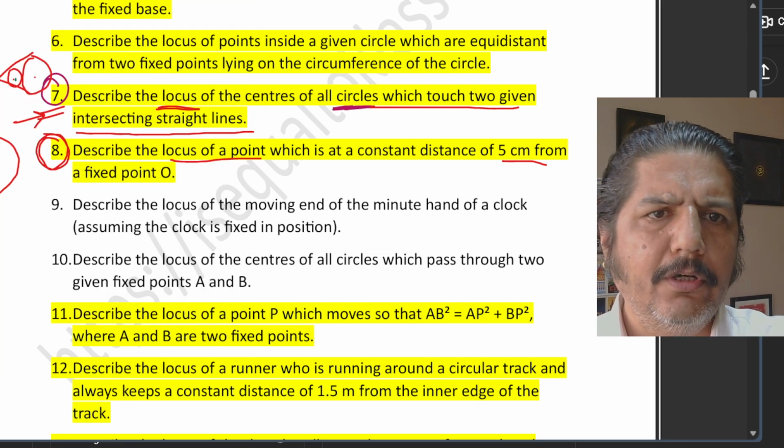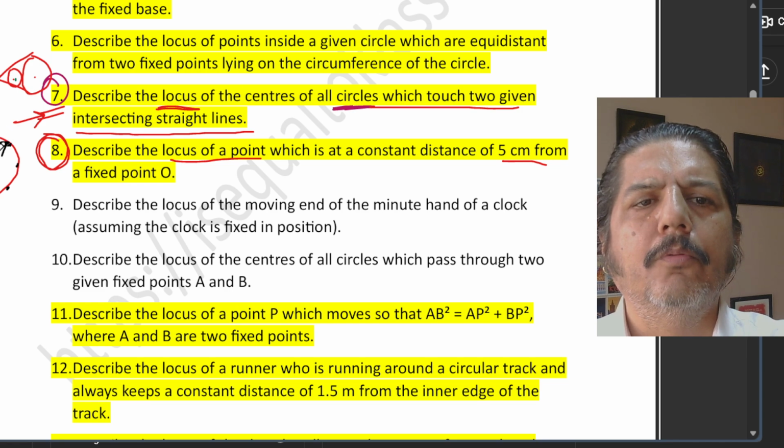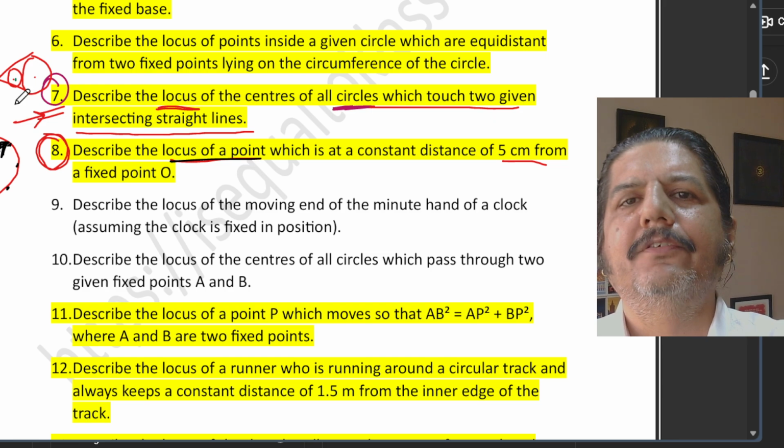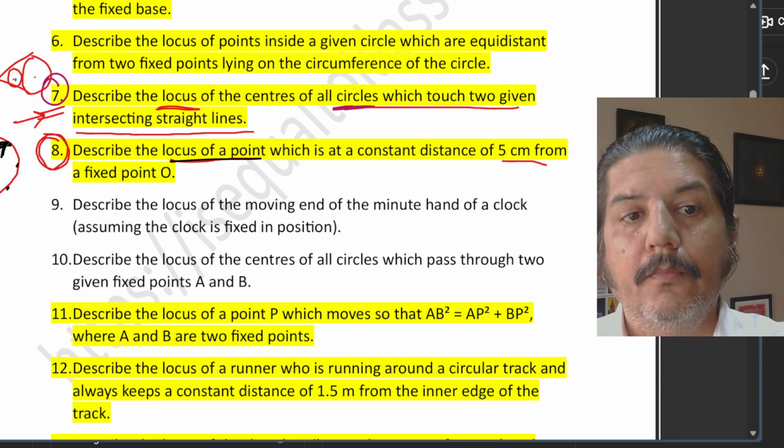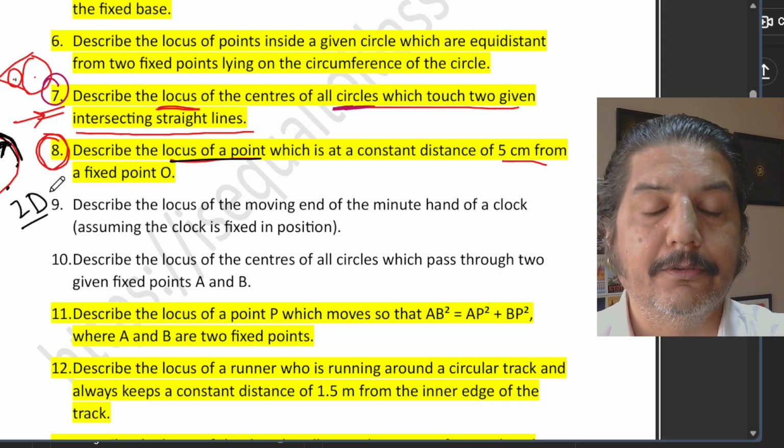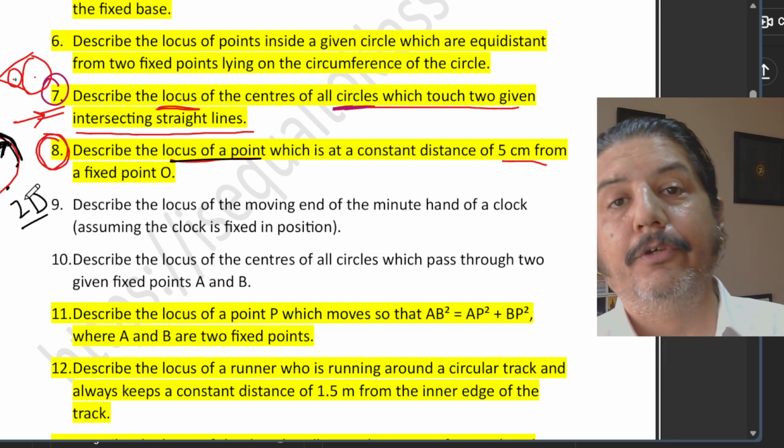any point that would lie on this circle would be 5 centimeter from the fixed point O. From the fixed point O. So the locus is basically the circle. Now, because we are in 2D, two-dimensional, in class 10th syllabus, we get a circle only.